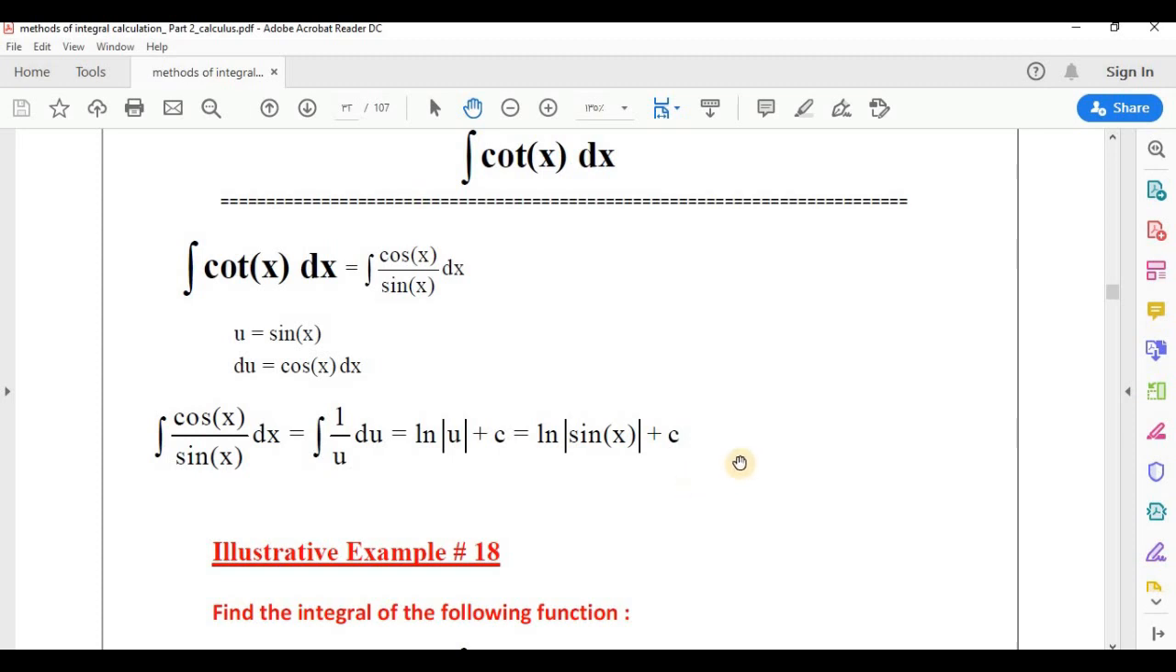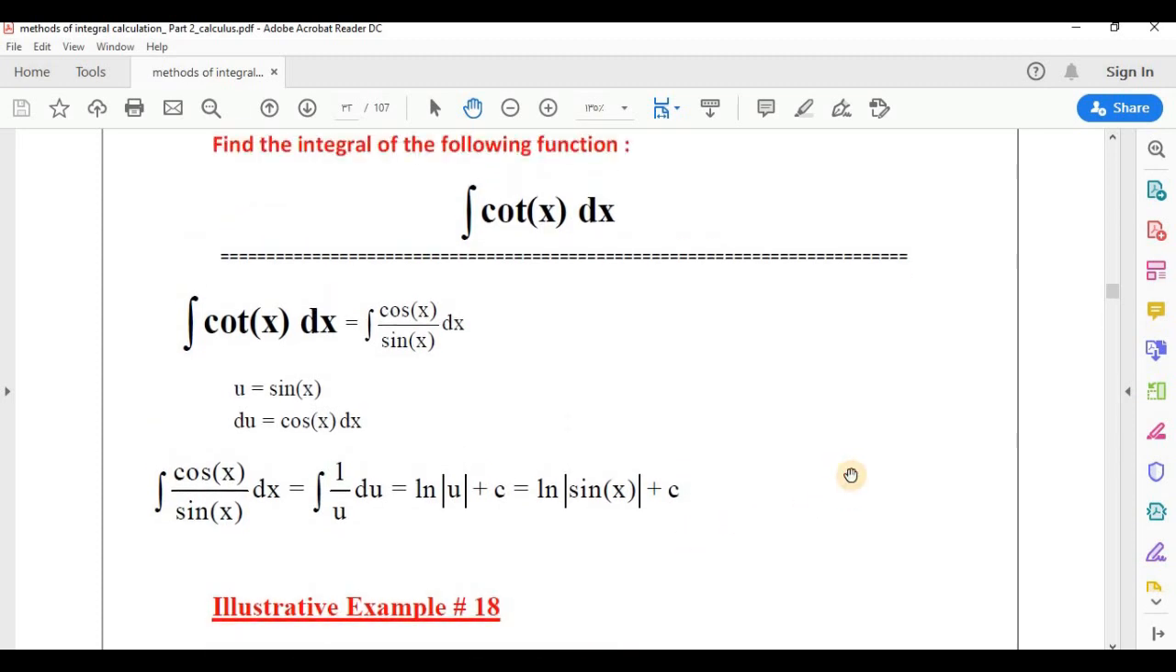It will be ln sine x plus the constant number. This is for today's lecture. I hope it is clear and see you next time.